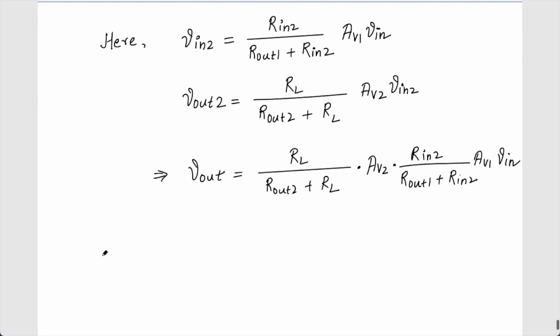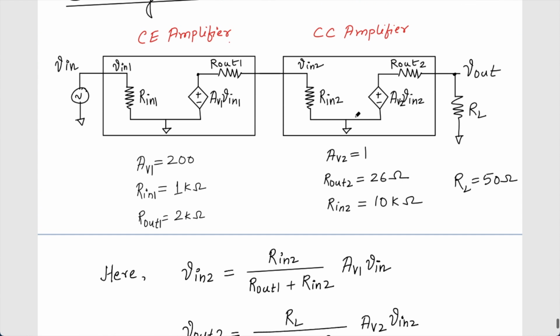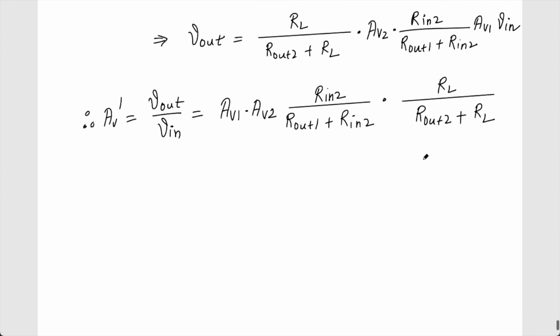Therefore my final gain AV dash, which is V out by V in, is AV1 into AV2 into R in 2 by R out 1 plus R in 2 into RL by R out 2 plus RL. By inspection also we can directly write it, but it is better to go step by step so it is very clear. There are two voltage divisions happening here, but in this case RL and R out 2 are comparable, and R in 2 and R out 1 are comparable. So although this quantity is always less than 1, it is not going to become very small as we have seen.